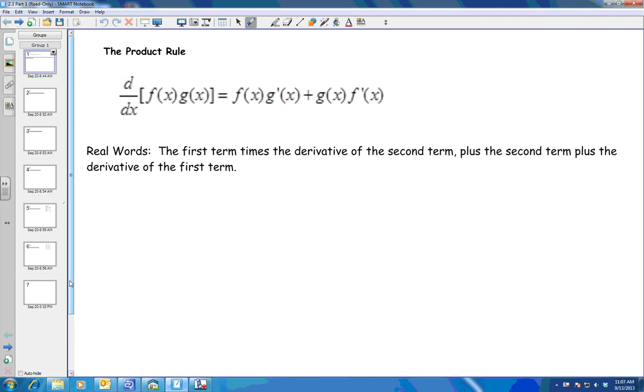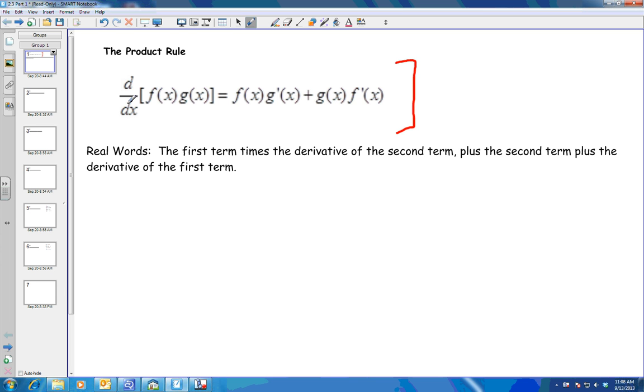Okay, this is section 2.3, part 1, and we're going to talk about the product rule. So far when we're finding derivatives, we know the power rule, where we bring down our exponent and subtract 1 from the exponent. Well, now we're going to learn the product rule. Here's what the product rule would look like in your book.